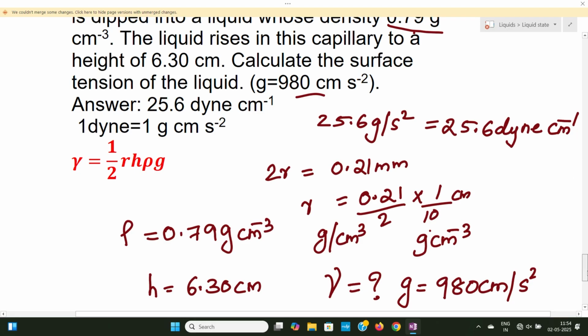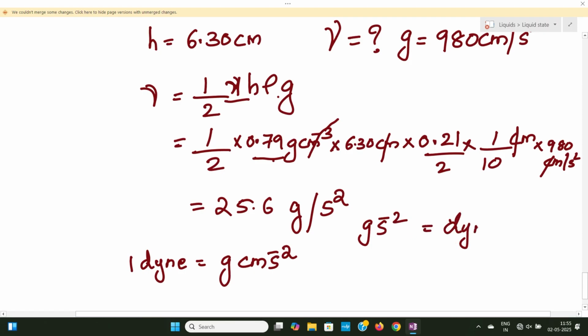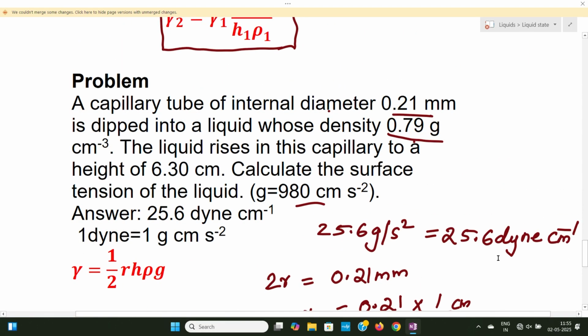Once again I will tell, here we have 1 dyne. 1 dyne is equal to gram centimeter per second square. So we have to convert this gram per second square to dyne. Once it comes to this side, it will become centimeter inverse. That is how the answer comes as 25.6 dyne per centimeter. I hope you understood this problem.